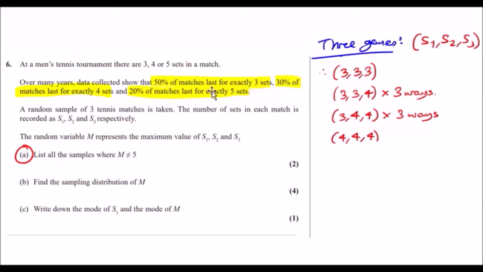Okay, so here are 3 types of proportions. In other words, if they told you to find the mode, which we'll get to, it will be 50% of 3 sets. So 3 sets would be the mode, as it is the most common one. Anyway, we'll get to that soon.